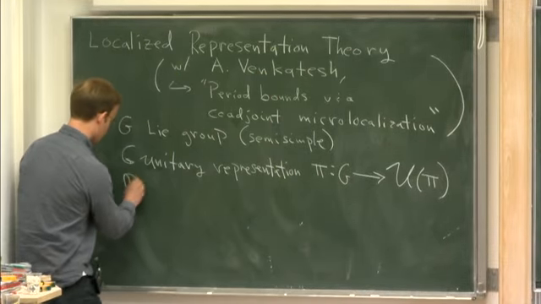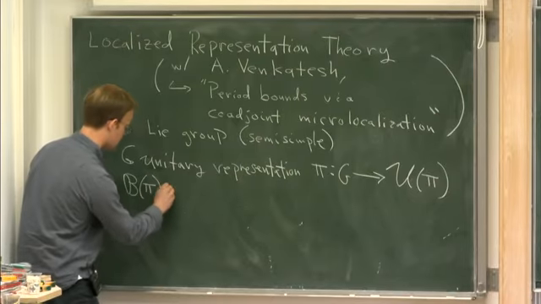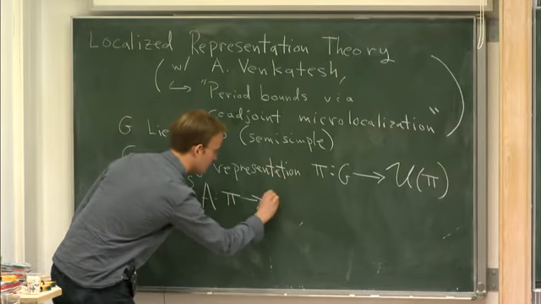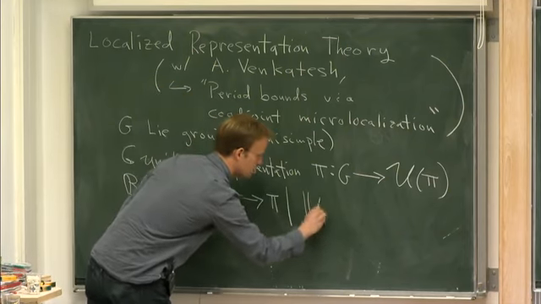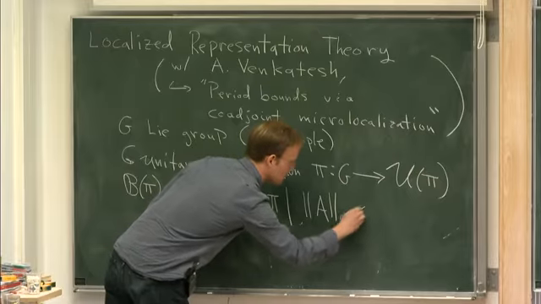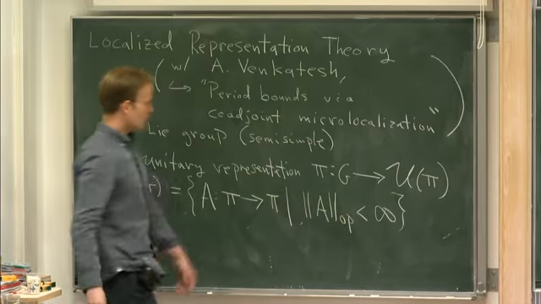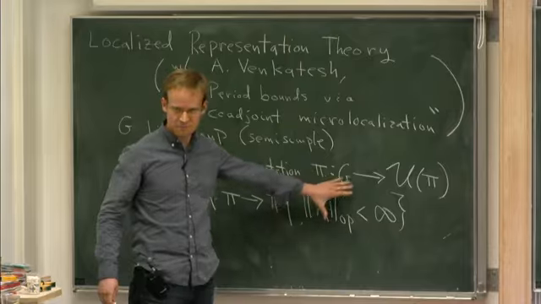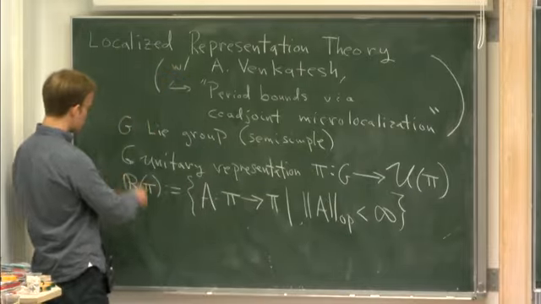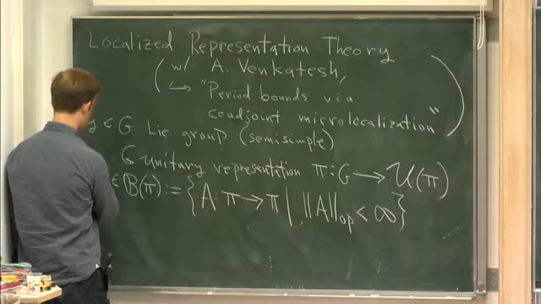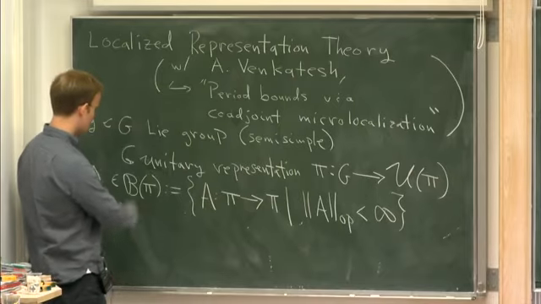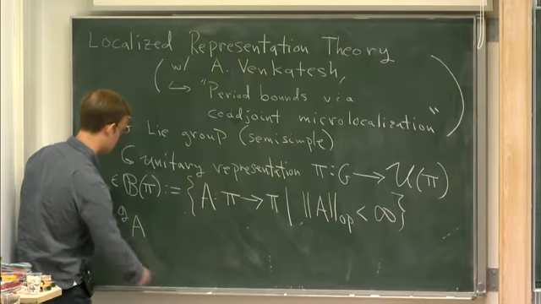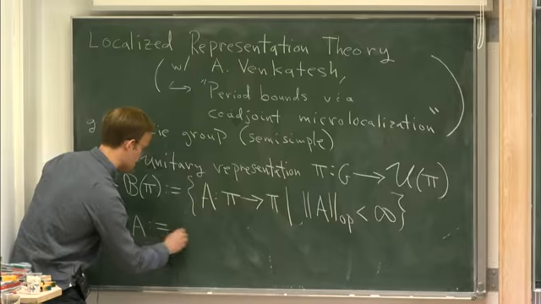So there's a space one can attach to such a pi called the space of bounded linear operators, which is by definition the space of linear maps with finite operator norm, which I'll denote by this. And then finally, given an element of the group and an operator, we can define an action that I'll denote by a superscript on the left given by conjugation.